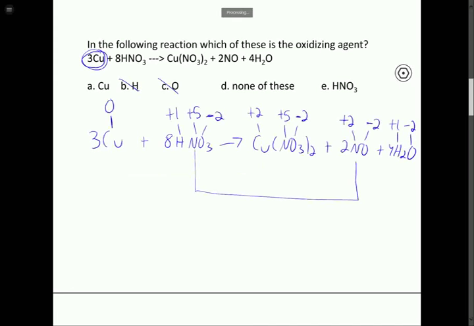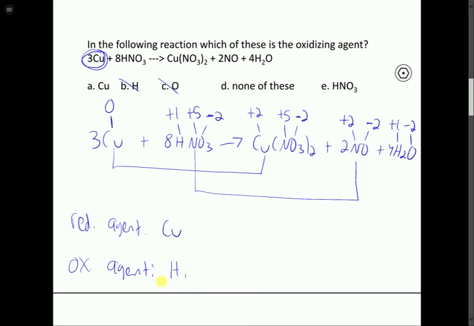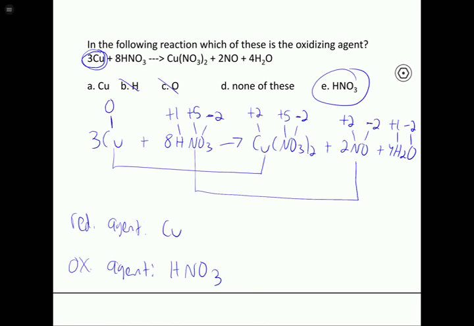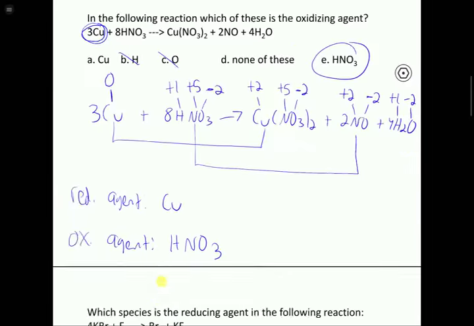But anyway, copper's oxidation number is increasing, so that means the reducing agent is copper. And then the atom whose oxidation number is decreasing is nitrogen. That means the species that contains nitrogen is the oxidizing agent, which would be the entire HNO3 as is written in this reaction. So that's going to be our whole oxidizing agent. Even though nitrogen is the only atom whose oxidation number is changing, we classify the entire reactant as the oxidizing agent. So that will leave us as choice E.